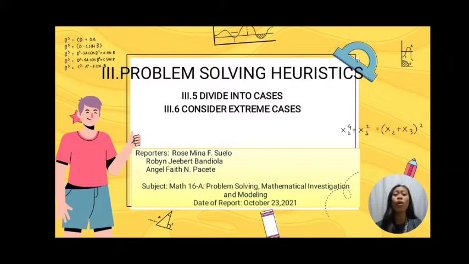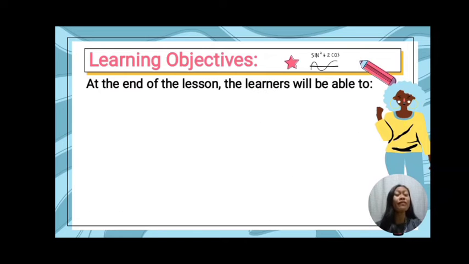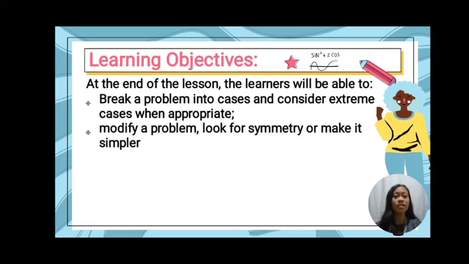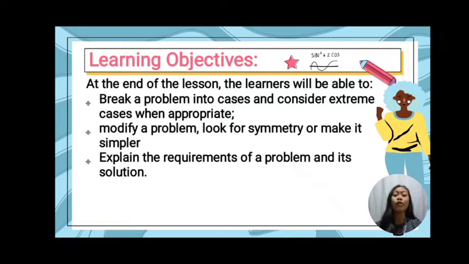But before we undergo our lesson, we will know first our learning objectives. Our learning objectives are, at the end of the lesson, the learners will be able to break a problem into cases and consider extreme cases when appropriate. Second, modify a problem, look for symmetry or make it simpler. And the last one, explain the requirements of a problem and its solution. So, let's go to our topic.